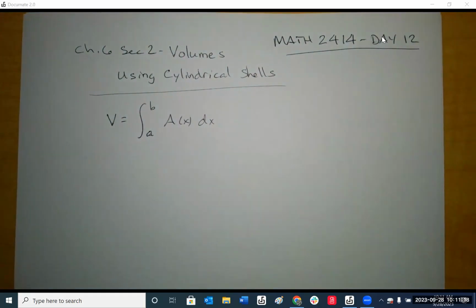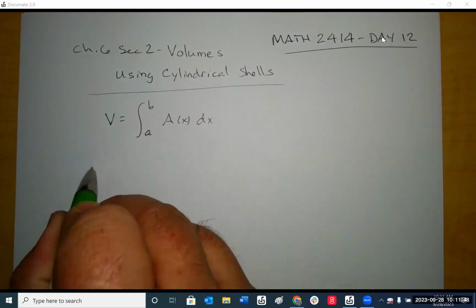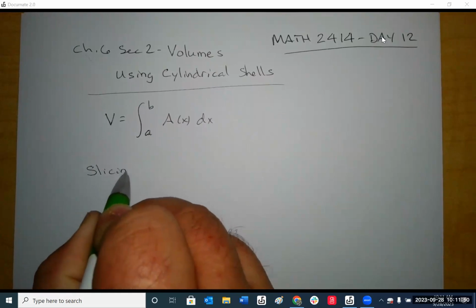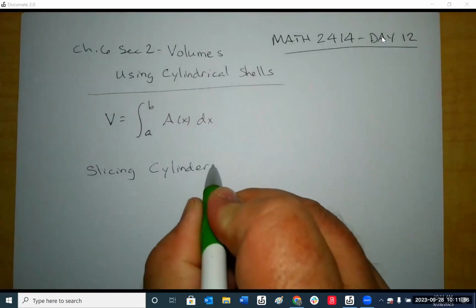But that doesn't always work. It works if we have a bone or a water hose or something like that. But if we have another shape, let's say a pound cake, those methods won't work because we have to change the bounds of integration. We have to change the lower and upper bounds of it. So what we're going to look at now is slicing cylinders.